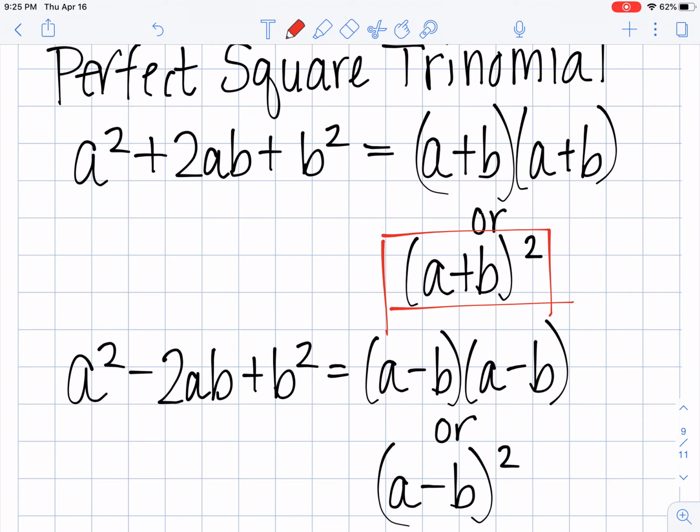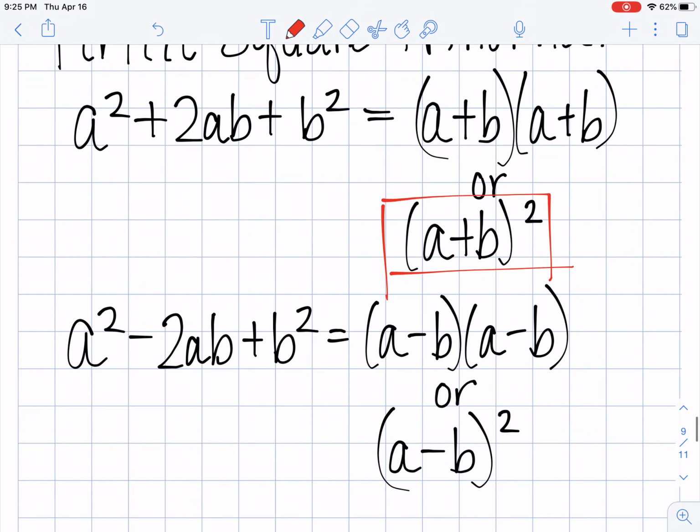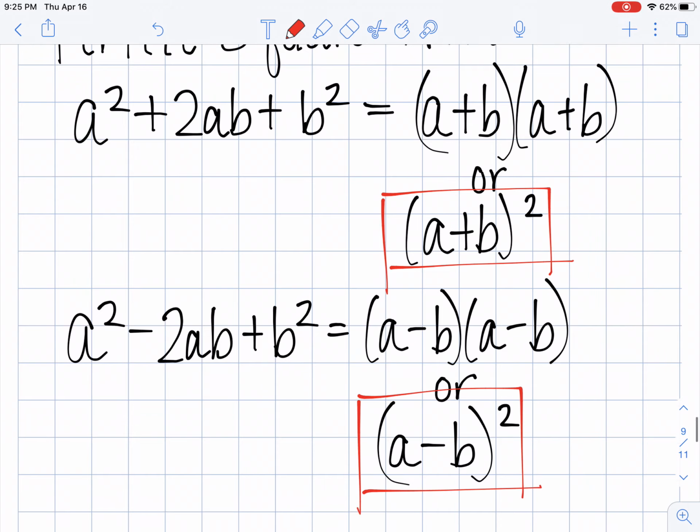Or you could have it as subtraction. A squared minus 2ab plus b squared is equal to a minus b times a minus b. That's how it factors, which really factors into a minus b squared. So I have a couple examples for you.